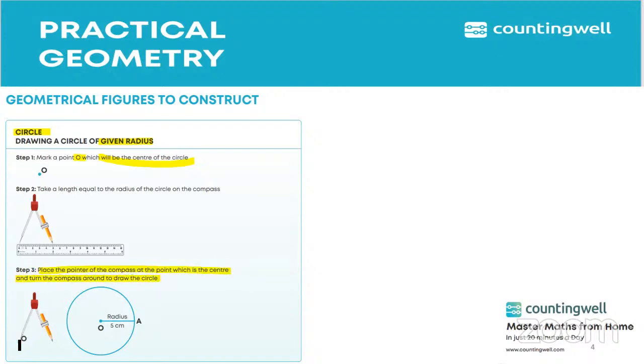So you have to place the steel point of the compass at the center of the circle O. Then you have to rotate from the hinge of the compass. So you will get a circle with radius OA equal to 5 centimeter. Always remember to name the center of the circle and the radius OA.